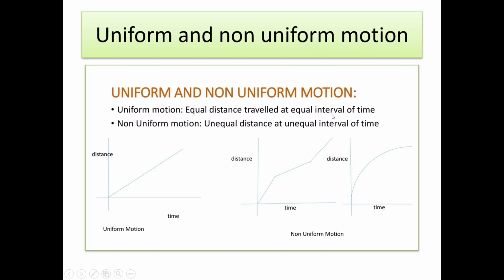Uniform and non-uniform motion can also be expressed graphically. This is the graphical representation of the uniform and non-uniform motion. In this graph you see that as the time is increasing, the distance covered by the object is also increasing uniformly, means it covers equal distance in equal time. Such type of motion is called as uniform motion. Here non-uniform motion, why? The distance covered non-uniformly, unequal distance in unequal interval of time. Such type of motion is called as the non-uniform motion.